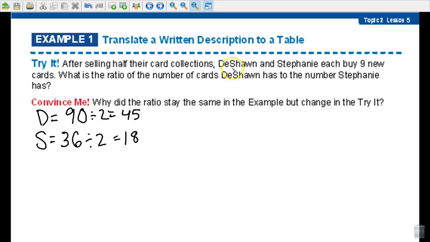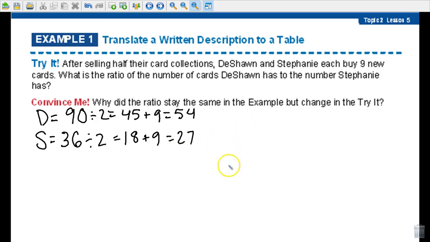Deshaun and Stephanie each buy 9 new cards. So they both buy 9 new cards. What does that mean? I'm adding 9 cards to both of them. So 45 plus 9 is 54, and then 18 plus 9 is 27.